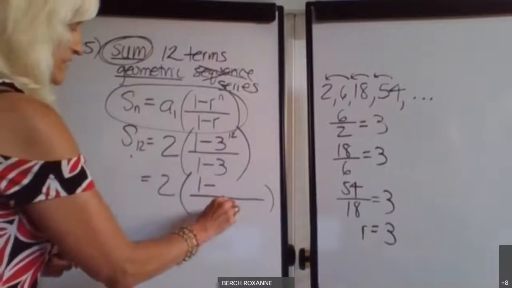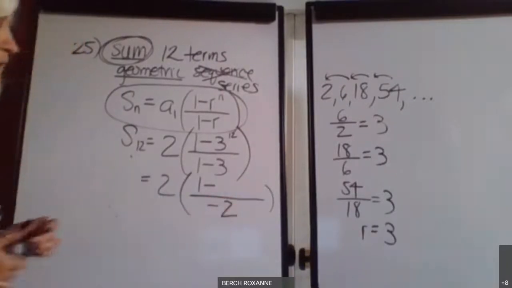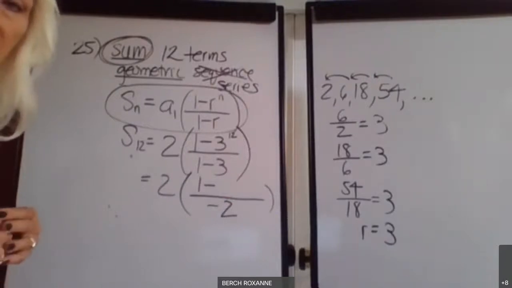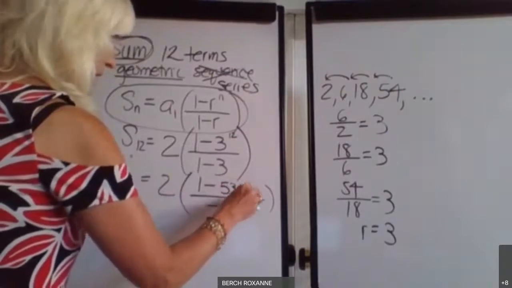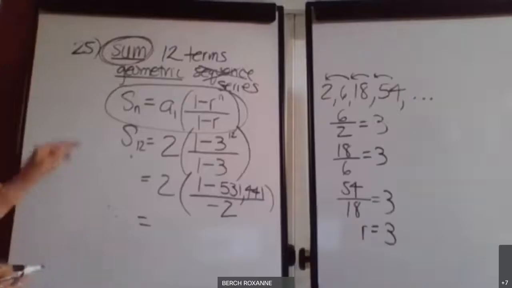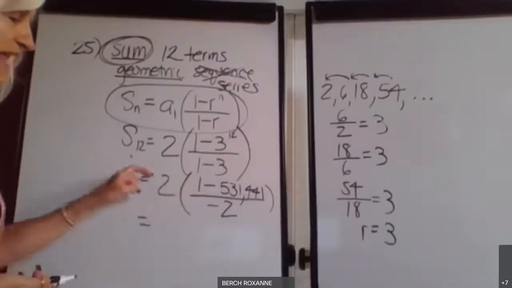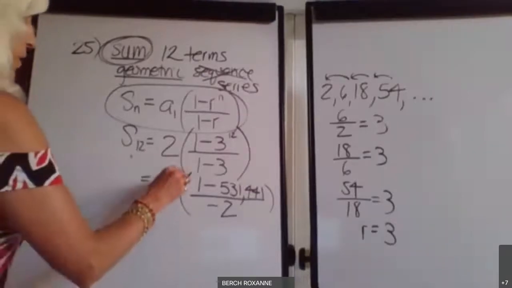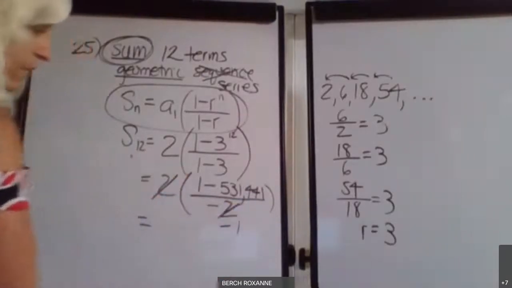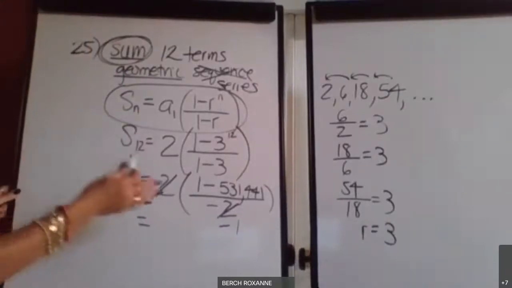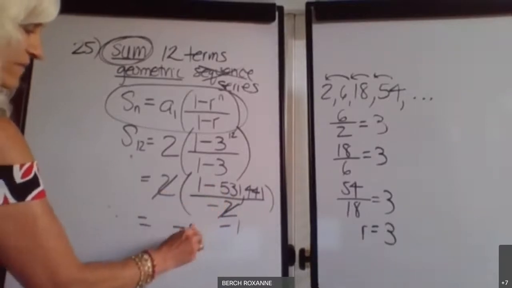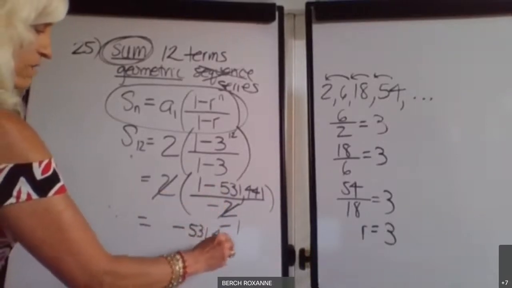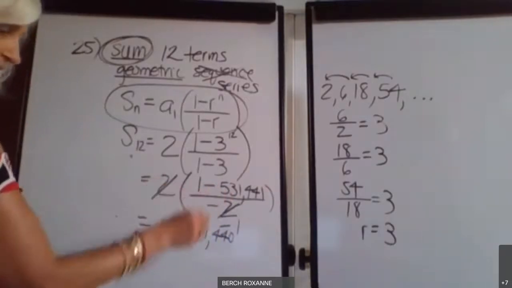On the bottom, we get -2. So can somebody tell? Is it 531,441? I don't know. We'll see. All right. So now, because you're multiplying, you could cross cancel these 2's. But when you cancel, don't forget you still have a -1 on the bottom. So what you end up with, when you subtract these, is -531,440 because you have to subtract 1.